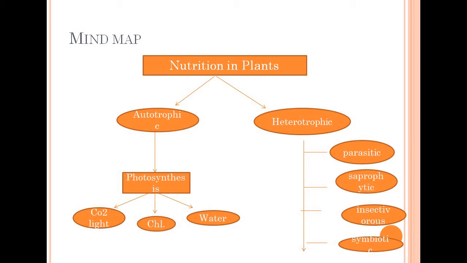On the other hand, there is a group of organisms, the heterotrophic group, that cannot prepare their own food, so they have to depend on others. We have studied there are 4 types of heterotrophic plants: parasitic plants, saprophytic plants, insectivorous plants, and symbiotic plants.